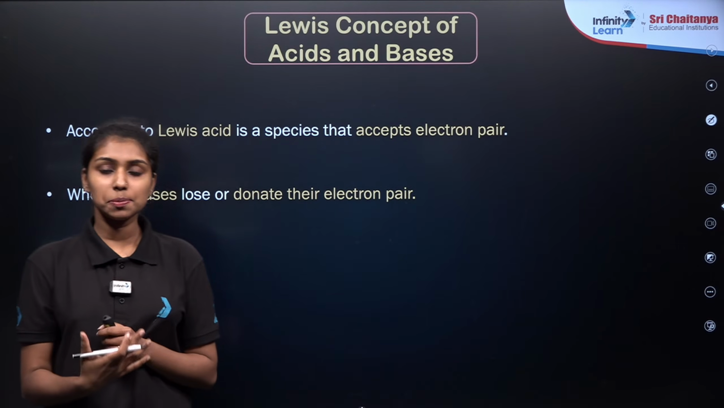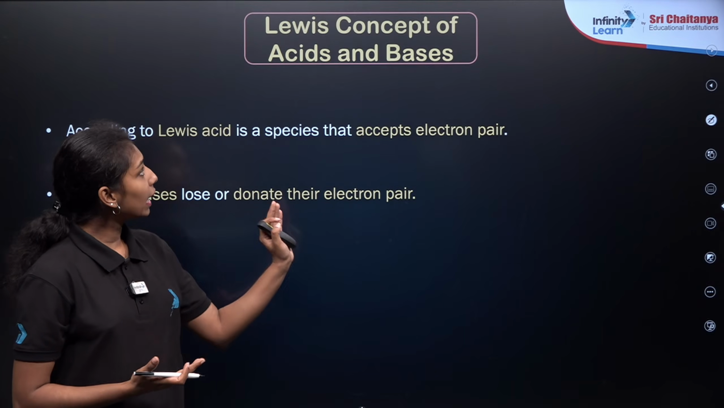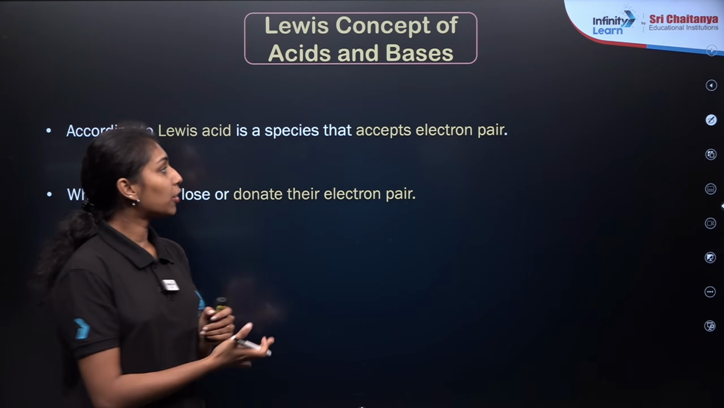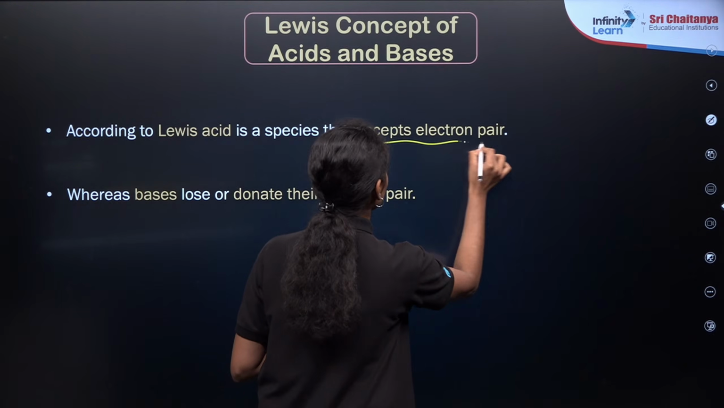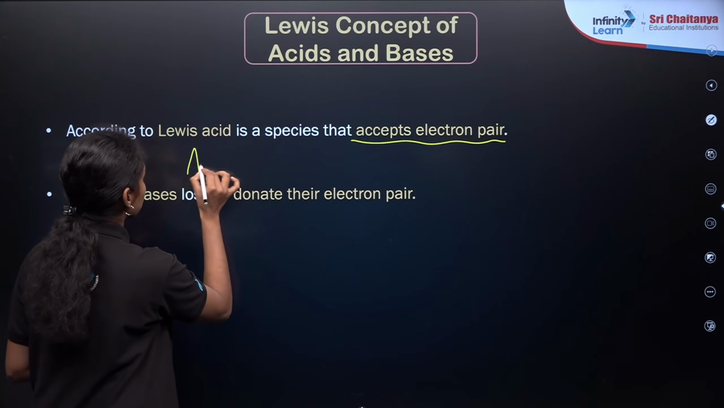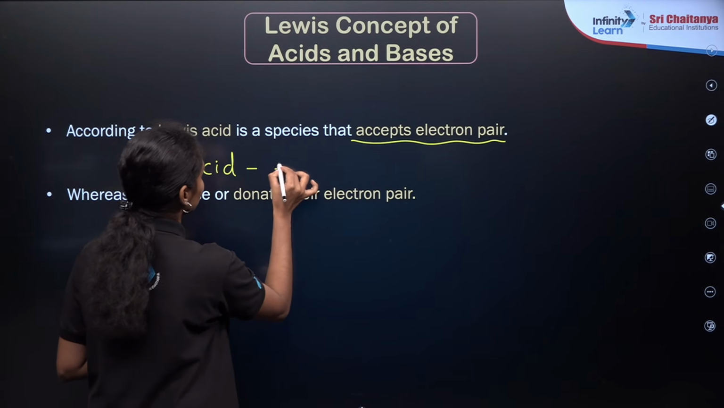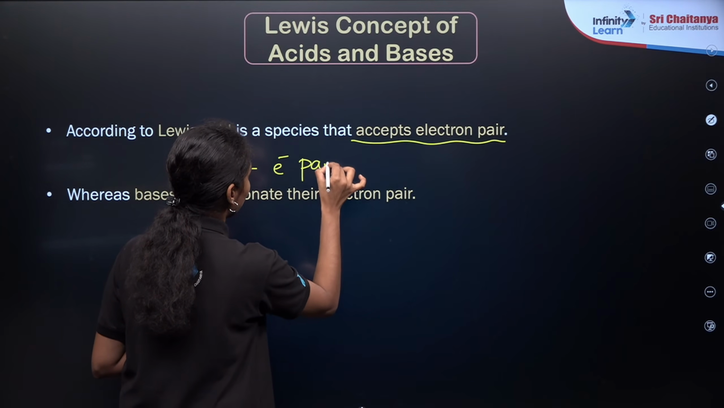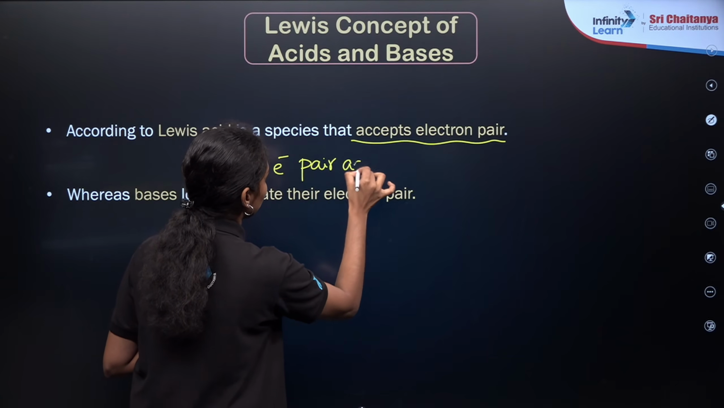According to Lewis theory, acids are electron pair acceptors, and bases are electron pair donors, right?